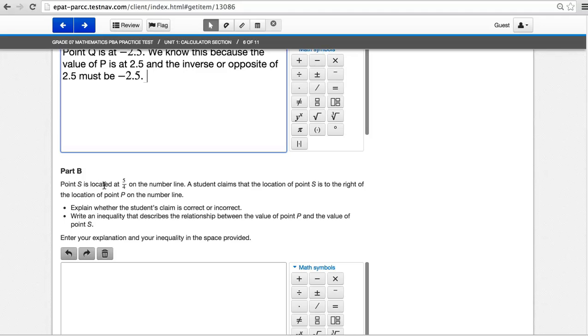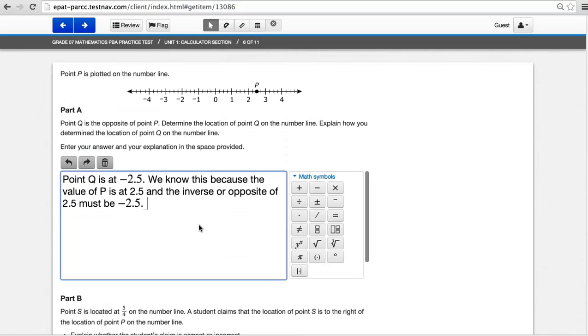Let's take a look at this. Point S is located at 5/4 on the number line. A student claims that the location of point S is to the right of point P on the number line. Explain whether the student's claim is correct or incorrect. Write an inequality that describes the relationship between the value of point P and the value of point S.